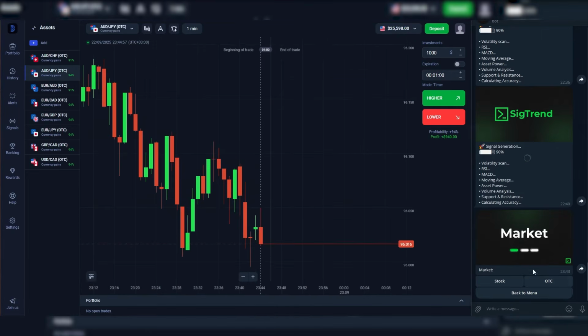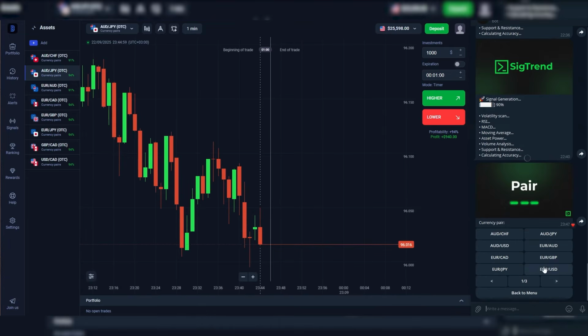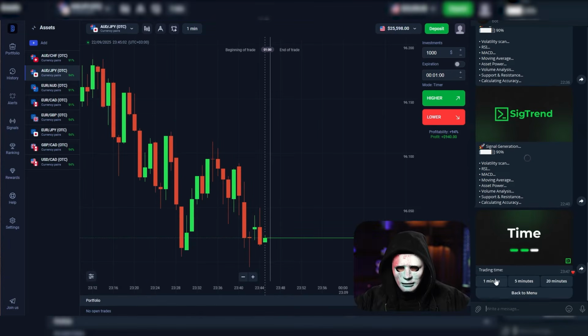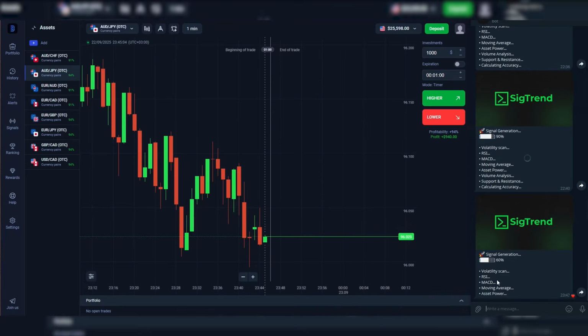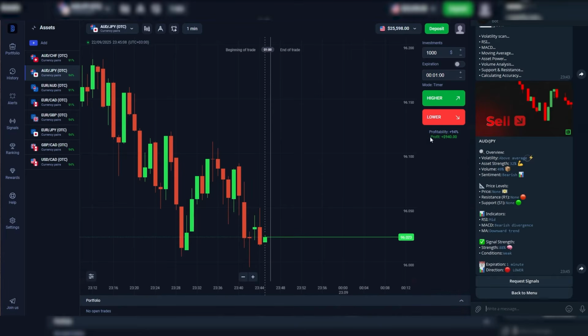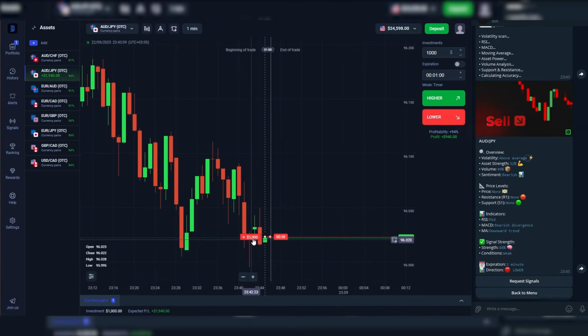For example, let's pick this currency pair. We also click on OTC, select this currency pair in the bot, and choose the time, 1 minute. I trade on the 1 minute time frame, so the bot calculates, analyzes, and gives us a signal for 1 minute. Again, we enter a $1,000 short position. Overall, we can see a downward trend here, with occasional upward movements.